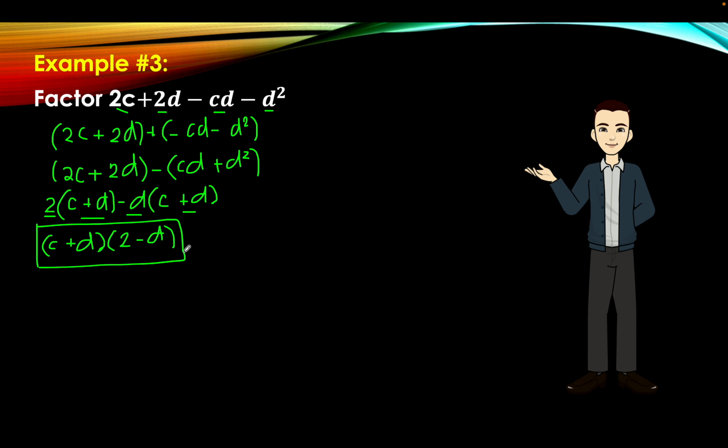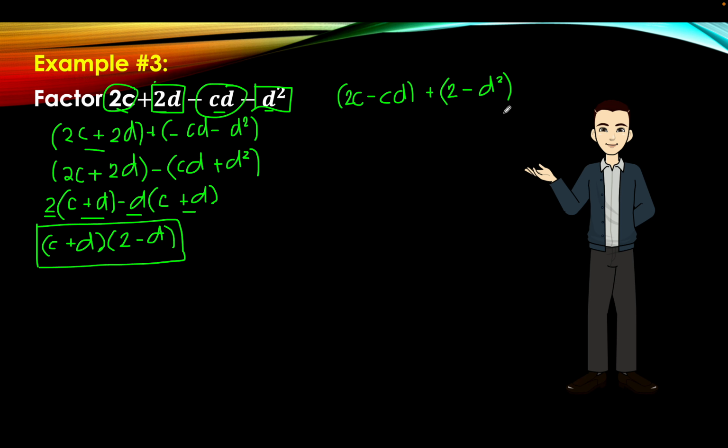Using the same polynomial, 2c plus 2d minus cd minus d squared, let's try a different grouping and let's find out if we'll arrive at the same answer. So instead of the quantity 2c plus 2d plus negative cd minus d squared, let's have 2c and negative cd plus 2d and negative d squared. Let me write it here. So we have the quantity 2c minus cd plus the quantity 2d minus d squared. In this case, both binomials have the same operations, so there's no need for us to remove a negative sign.